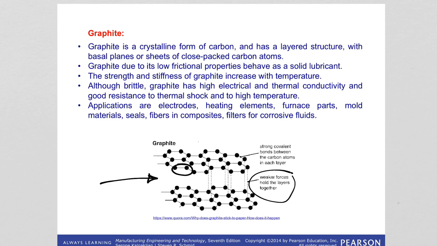Of course, this makes this material quite anisotropic, meaning the strength and other properties vary significantly with direction. And this structure also tells you why it is used as a solid lubricant, because the layers can slide easily over each other. So it has low frictional character due to the ease with which it shears between the layers.